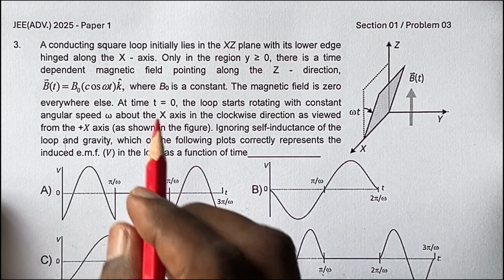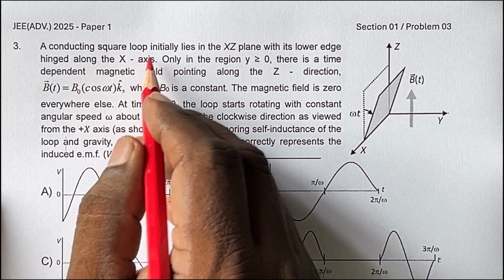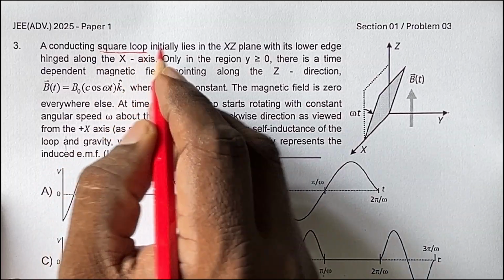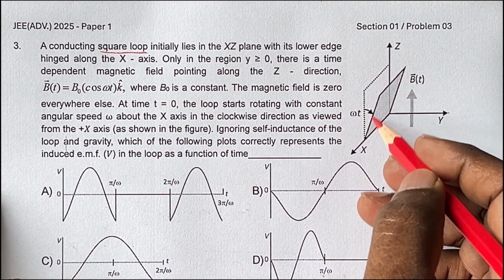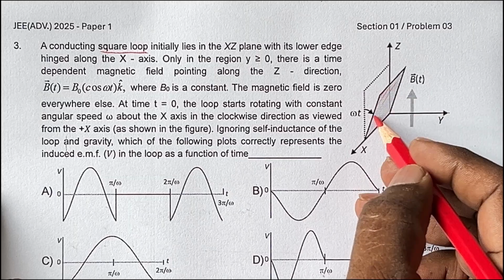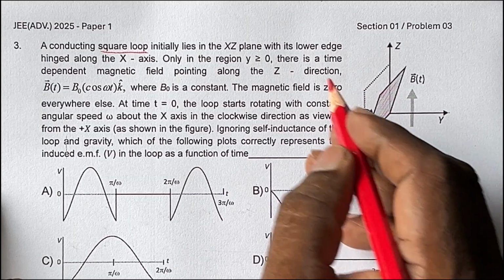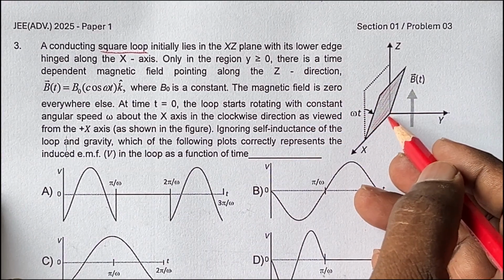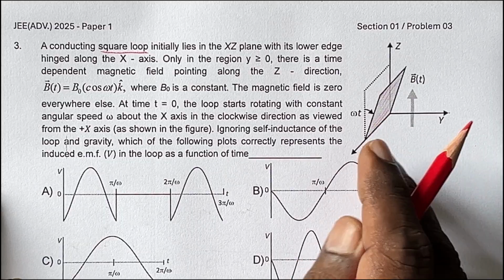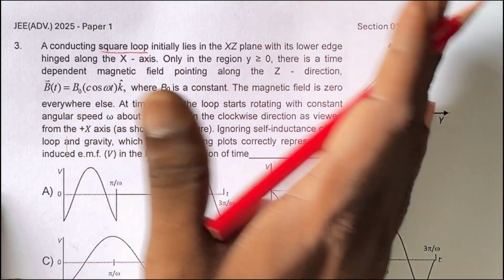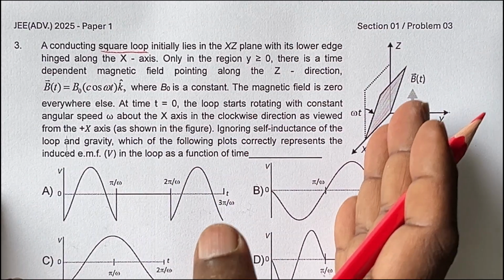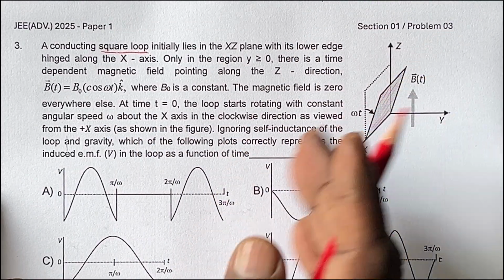In this problem, a conducting square loop initially lies in the xz plane. The loop exists in the xz plane. Its lower edge is hinged along the x-axis, so it is free to rotate about the x-axis only, right? It is in the xz plane.